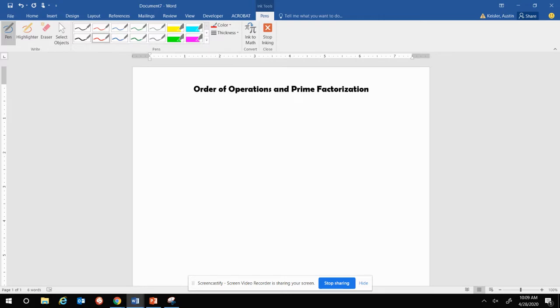So I'm going to start with order of operations. Now, remember, we use PEMDAS as the order. Just like the order that you get ready in the morning, you have to follow a set order to solve an expression. So remember, we always start off with parentheses, then exponents, multiplication and division left to right, and addition and subtraction left to right.